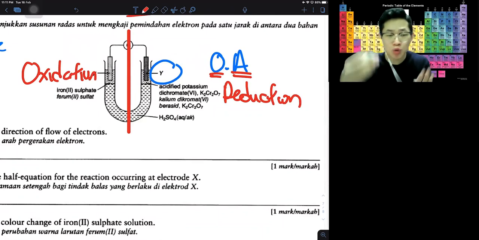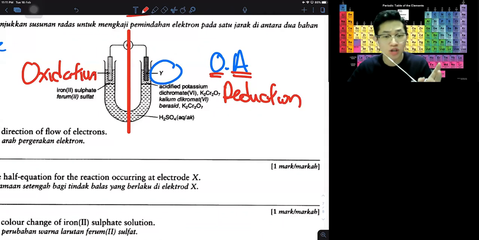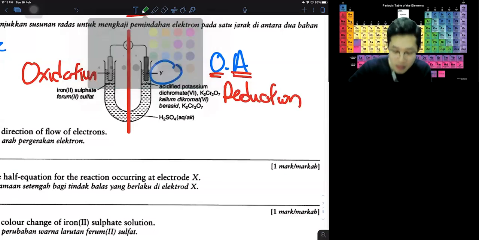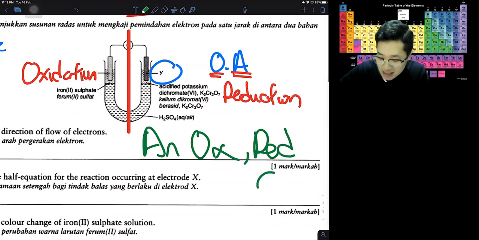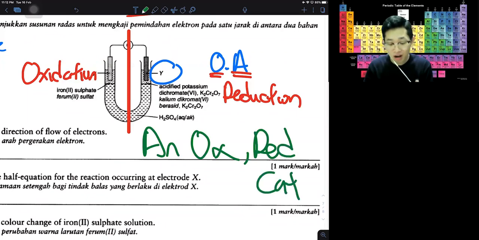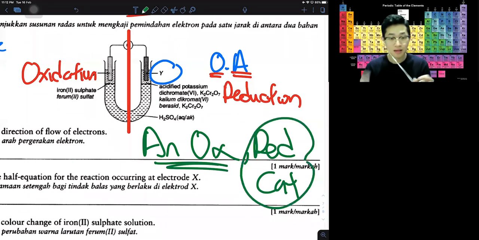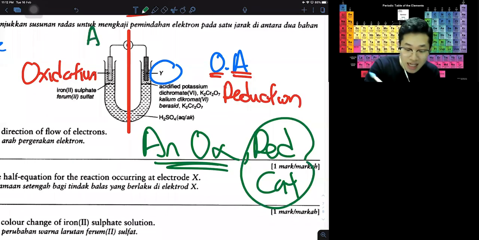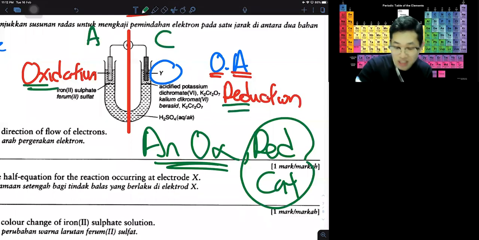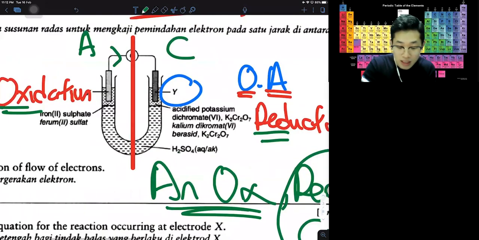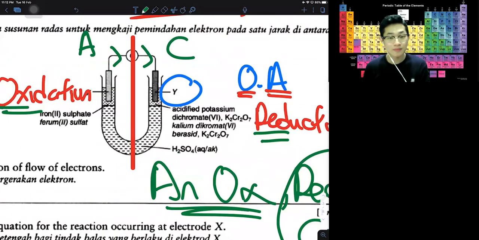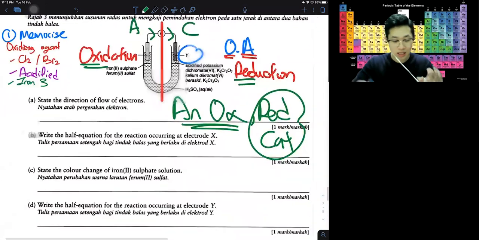And then how to label electron flow, anode and cathode? You can remember this: N-ox, red cat. Like Chinese New Year, N-ox, red cat. That means oxidation, anode. Cathode, reduction. Red cat, just like that. Electron flow from X to Y. Just like that. So, direction.